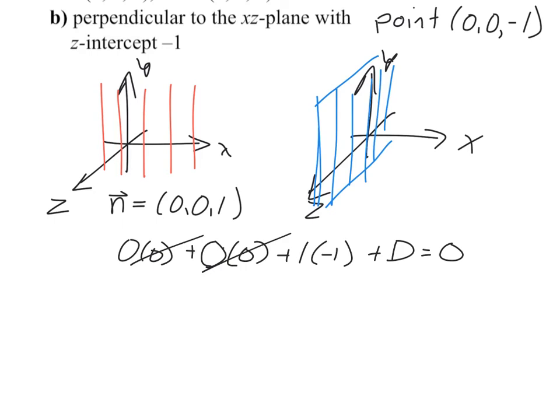So that's a whole lot of zeros. We end up with d equals 1. So our scalar equation here is going to be just z plus 1 equals 0.